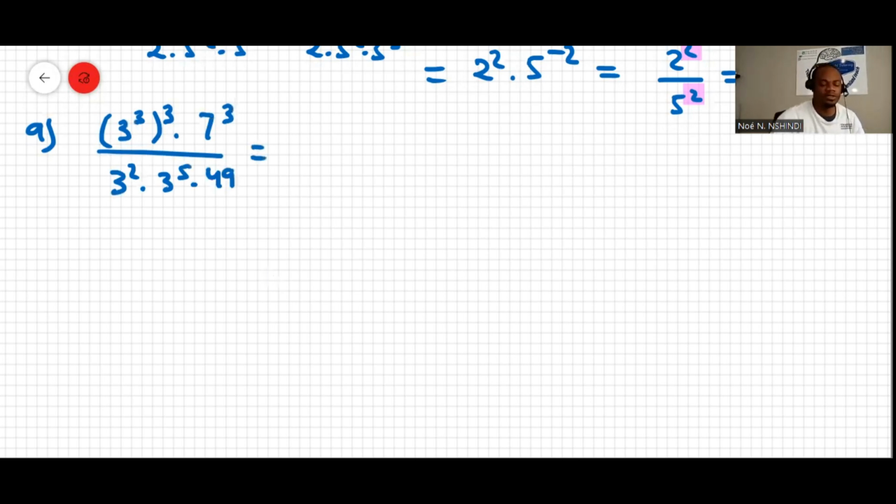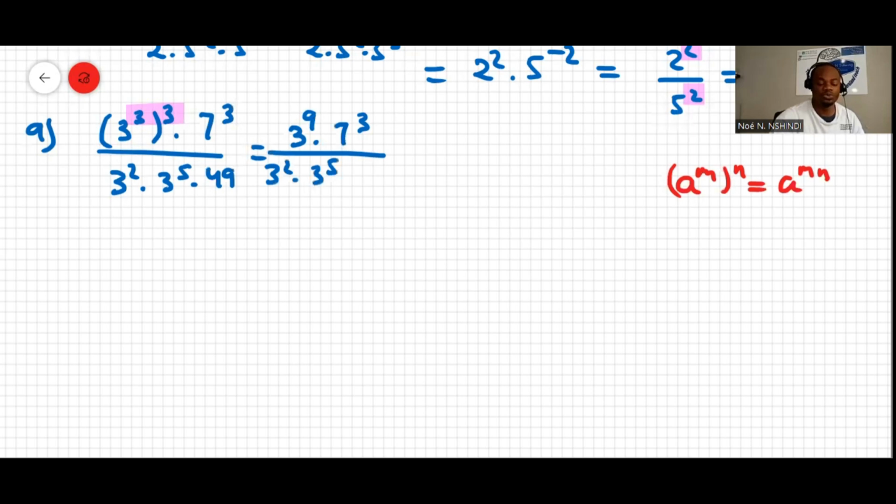So over here, we can just reduce this with the exponent according to that law. The law says (a^m)^n is equal to a^(mn). Now this will be equal to 3^9 multiplied by 7^3, all over 3^2, 3^5, and then 49 here.